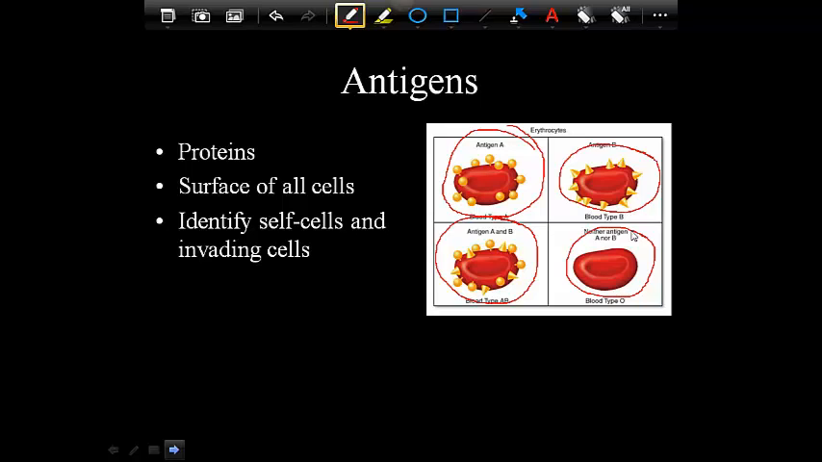Now there are other antigens on the surface of your blood. For example, you may have heard people say, well, I'm B negative or I'm B positive. That positive and negative refers to a different antigen on your cells. So they're all over your red blood cells and other cells in your body as well. But what we're going to be focusing on is the antigens that are on those invading cells and how they trigger the white blood cells to do what they are supposed to do.